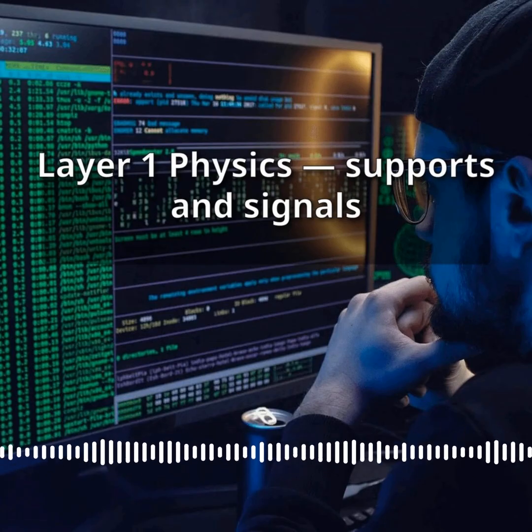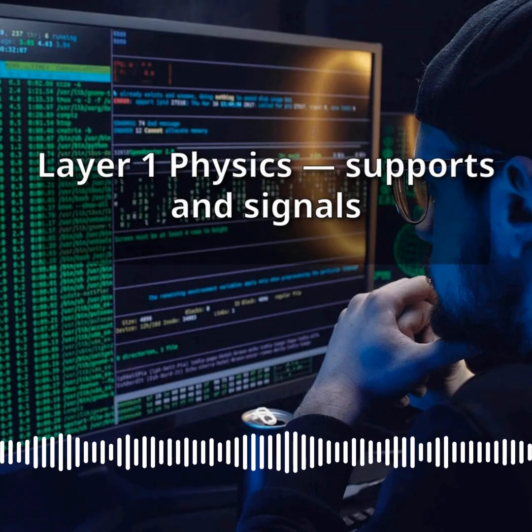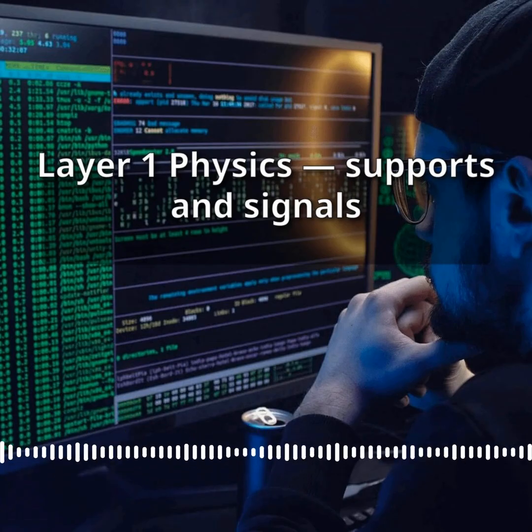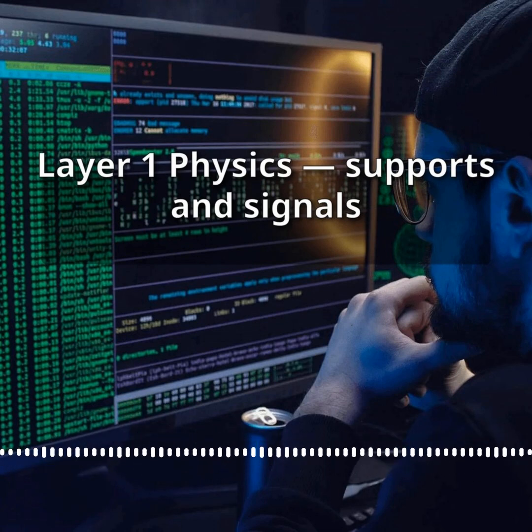Every packet you have seen, every IP address you have studied, ultimately depends on a physical signal being transmitted over some kind of medium. This chapter gives you the solid theoretical grounding you need to understand what happens at the very bottom of the stack.